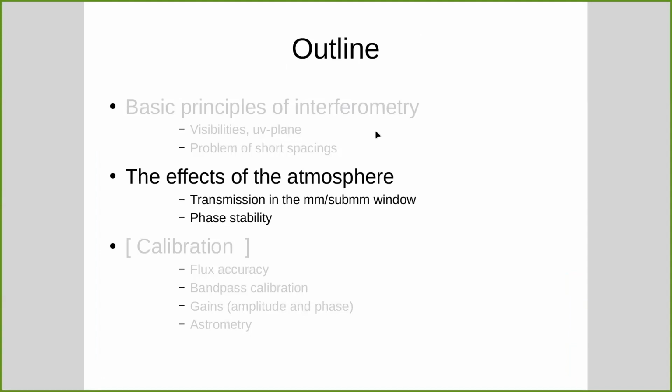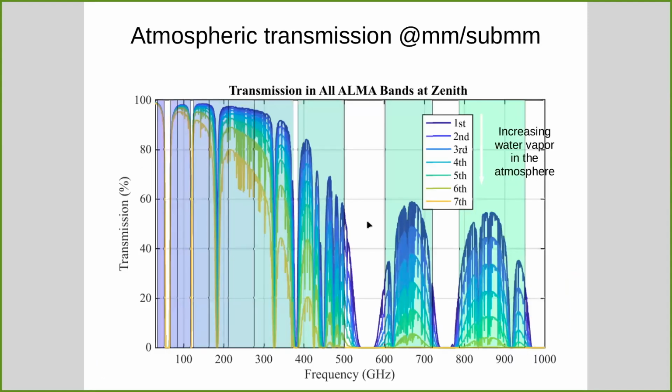Okay, and then the next thing is ALMA is at a very good site at 5,000 meters high in Chile. It's very high, it's a very good site, but they still have a little bit of atmosphere. And the effect of atmosphere can cause some problems in the millimeter sub-millimeter window. And I will just briefly introduce this.